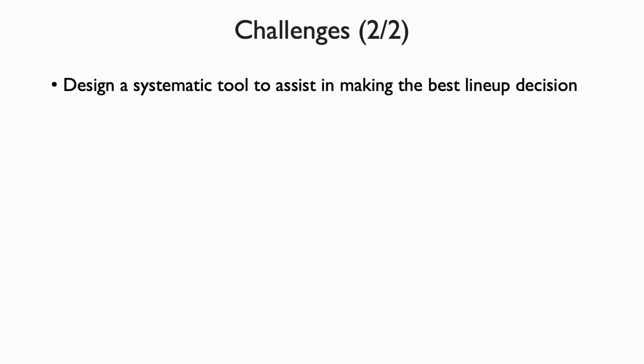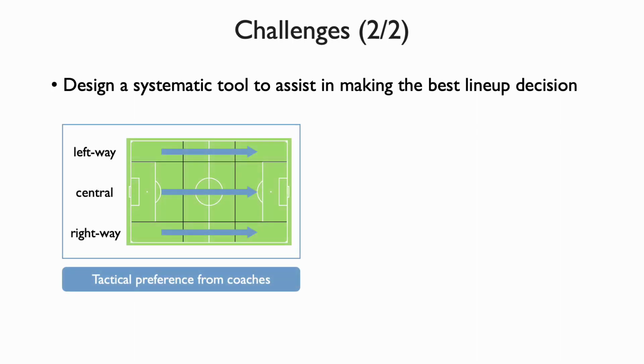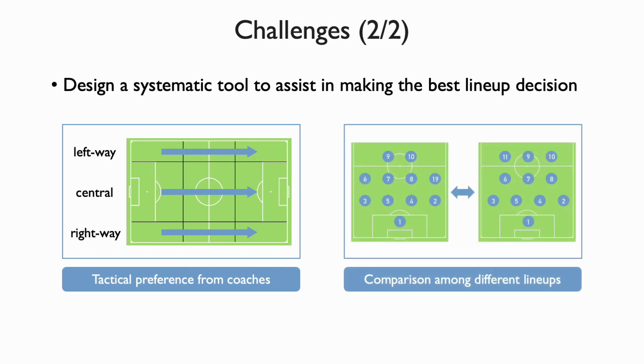The second challenge is designing a systematic tool to assist soccer coaches to make the best lineup decision. The tactical preferences of soccer coaches could vary significantly, and the coaches also need to evaluate the selected lineups through the comparison on different aspects. The system should allow interactive control over tactical inputs and visual comparison of players and lineups.